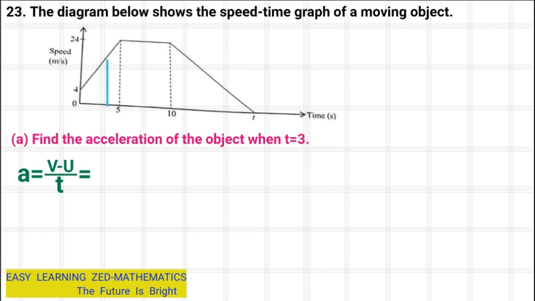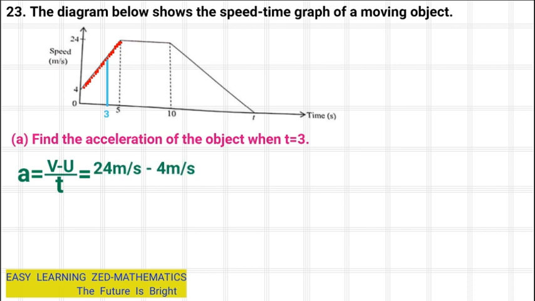Okay, so what I mean is, we said what was the final speed, velocity of the object. We are saying it's 24. So I'm going to subtract 4 from 24 because the initial velocity is 4 and the final velocity is 24. So I'm going to subtract 4 from 24. So I'm going to come up with something like this.